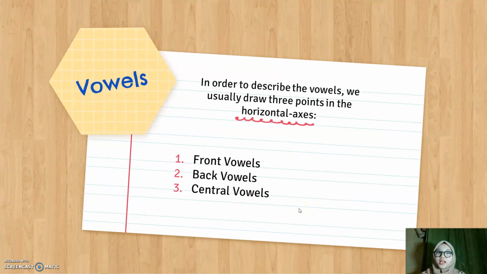Vowels. In order to describe the vowels, we usually draw three points on the horizontal axis. First, front vowels, during the production of which the front of the tongue is raised towards the hard palate. Second, back vowels, during the production of which the back of the tongue is raised toward the soft palate. Third, central vowels, during the production of which the central part of the tongue, the part between the front and the back, is raised.